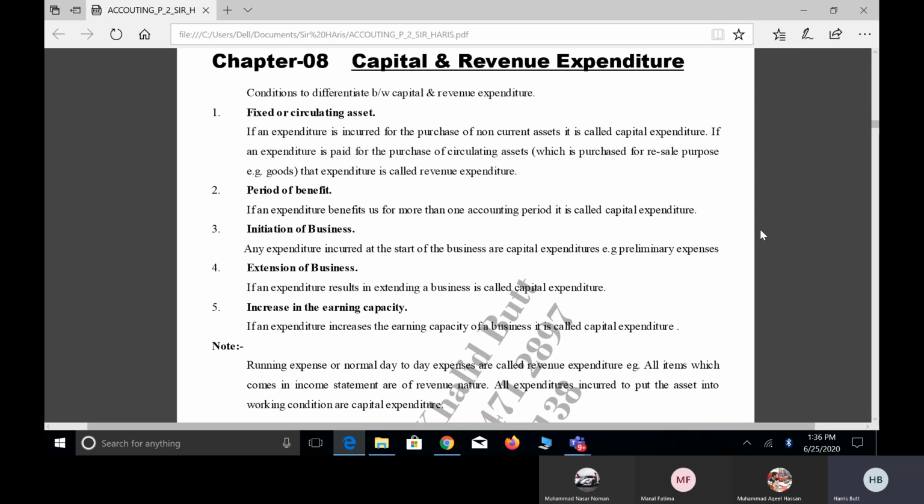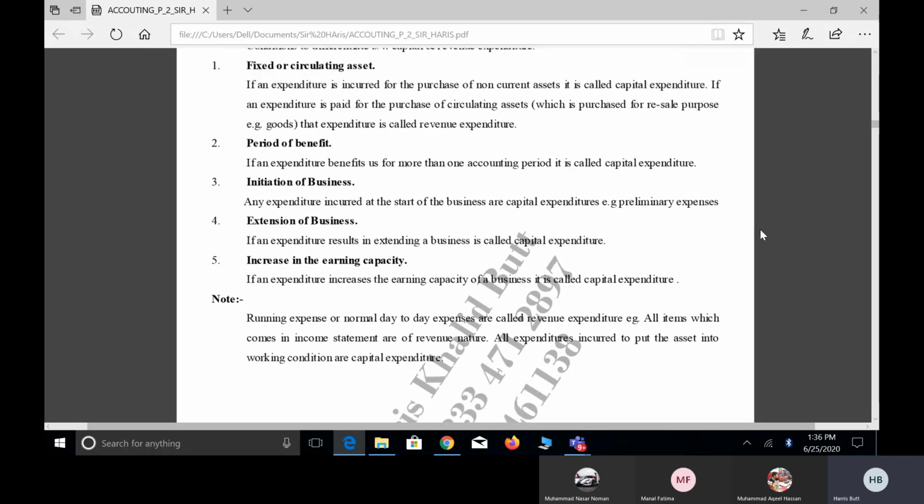Any expenditure which is incurred, which will result in the increase in the earning capacity or extension of business, या बिजनेस के शुरू में किया जाए या नॉन करंट एसेट पे किया जाए, वो आपके कहलाते हैं कैपिटल एक्सपेंडिचर.